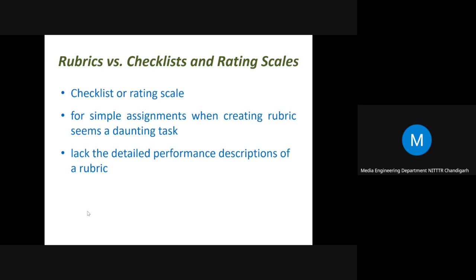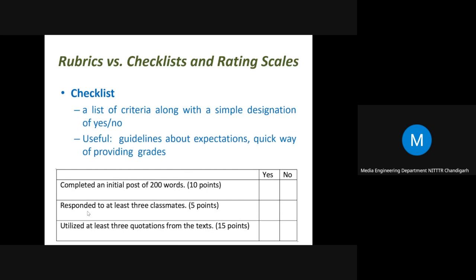Right. So here you can see a checklist. A checklist may be a kind of tool where we are interested in selecting one answer out of two. Say, whether the student has completed an initial post of 200 words. On the basis of this, whether the student has posted this particular requirement, the answer will be yes or no. So based on yes or no, if we are interested in awarding the marks, then there is no need for rubrics.